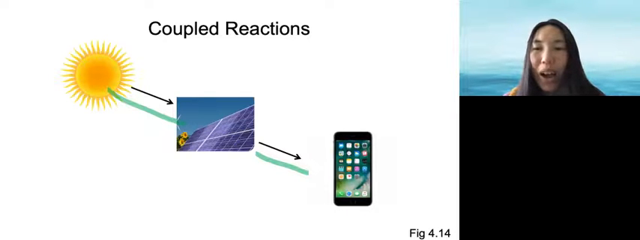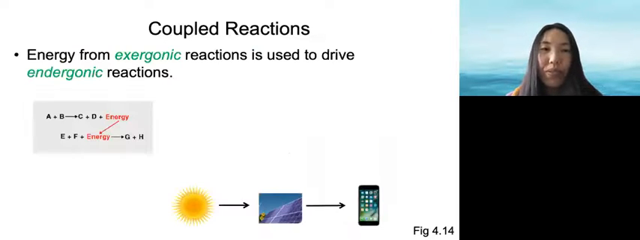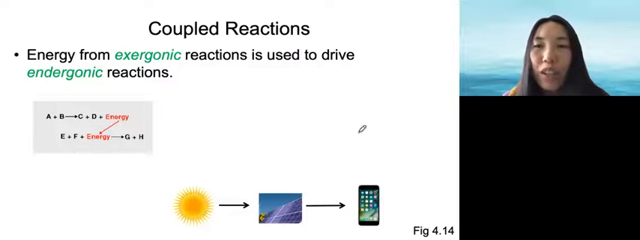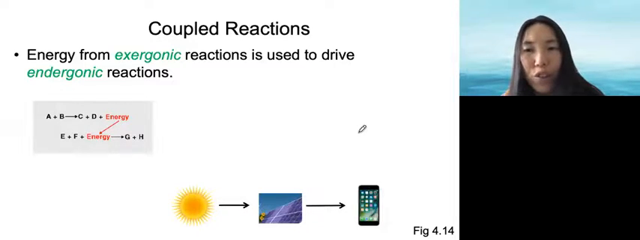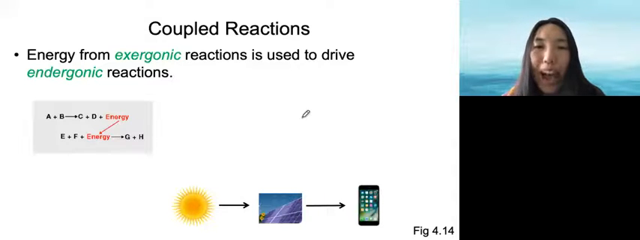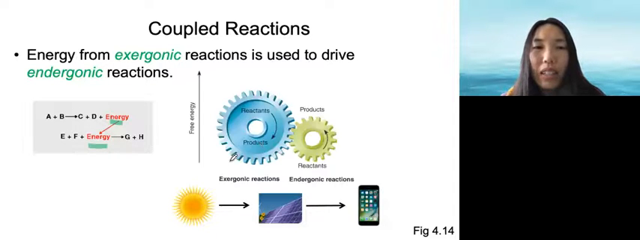This is the concept of how our cells are going to get energy from the food we eat. In coupled reaction, energy from the exergonic reaction, which releases energy, is then used to drive endergonic reactions, which require energy input. The energy output of the first reaction provides the energy input needed to run the second reaction, such as these two interconnected wheels in the figure.